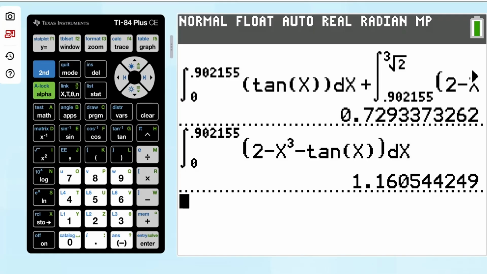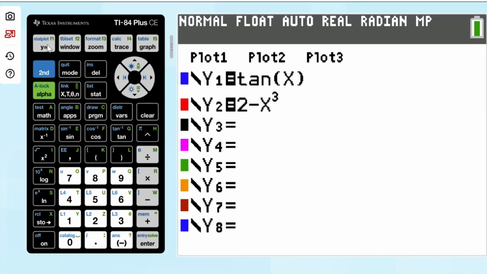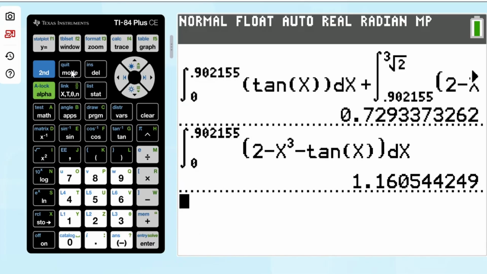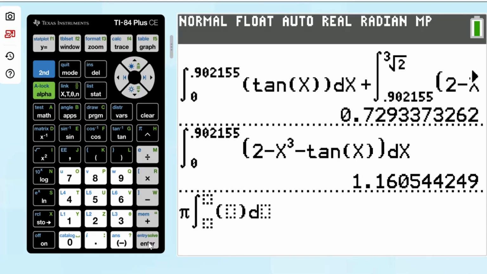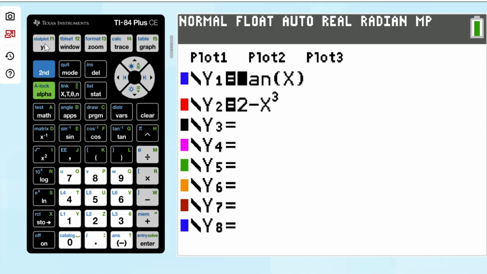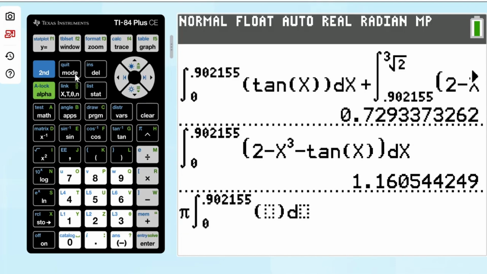And we'll note, because we're going to have to square these, it might be nice if we look in here, we had tangent as our y1 and 2 minus x cubed is our y2. So when we do this, we're going to do pi. Don't forget the pi out in front. And math, option number 9 for our integral from 0 to a again. But we want to do 2 minus x cubed squared. And 2 minus x cubed, as we just saw, was our y2 function.